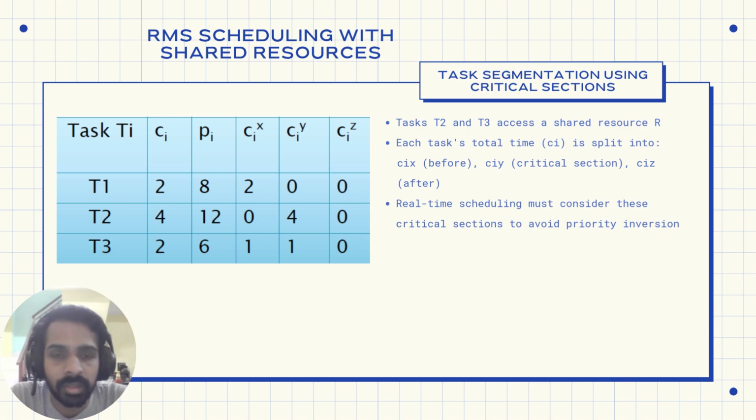This is task segmentation using critical sections. Tasks T2 and T3 access the shared resource R, and each task's total time Ci is split into Cix, which is before, Ciy, which is the critical section, and Ciz, which is after. Real-time scheduling must consider these critical sections to avoid priority inversion.